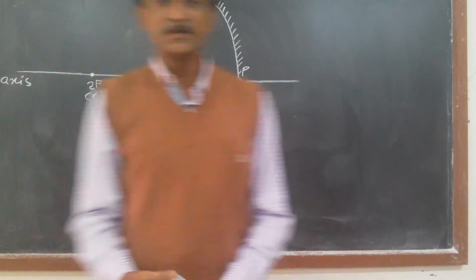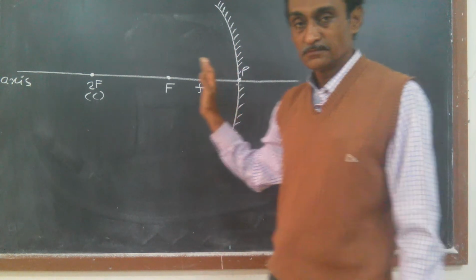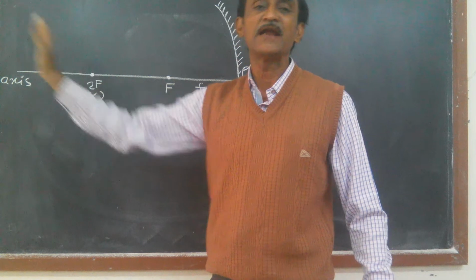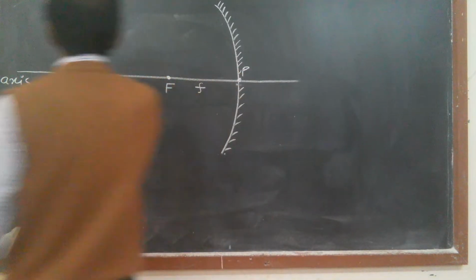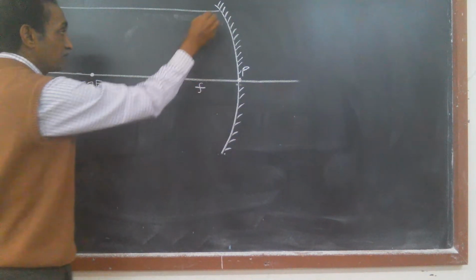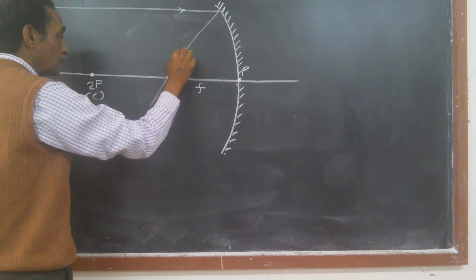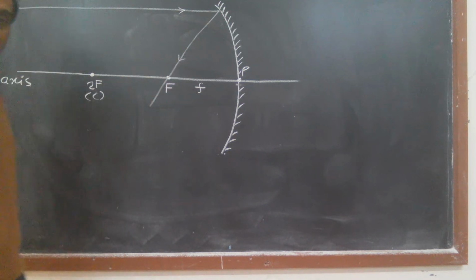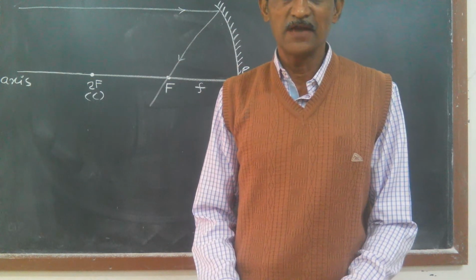If object is very far from the mirror, say at infinite distance, the rays from that object are incident parallelly on the mirror and after reflection pass through principal focus. This is the case when object is at infinite distance.